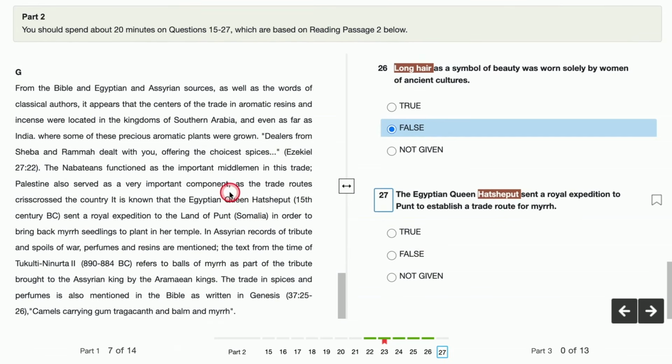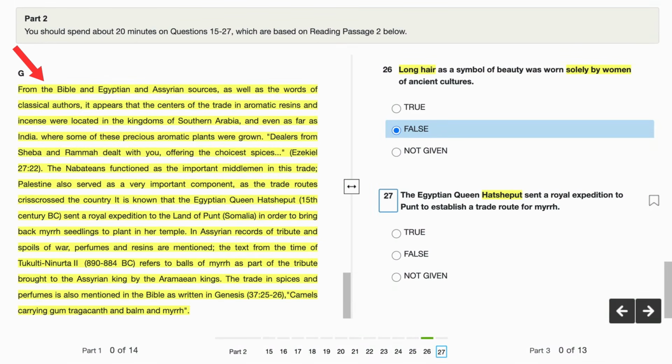Of course, it mentions this name because this is the last paragraph. From the Bible and Egyptian and Assyrian sources, as well as the words of classical authors, it appears that the centers of the trade in aromatic resins and incense were located in the kingdoms of southern Arabia, and even as far as India, where some of these precious aromatic plants were grown.